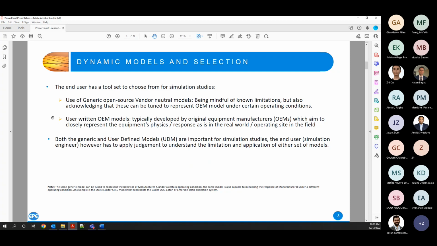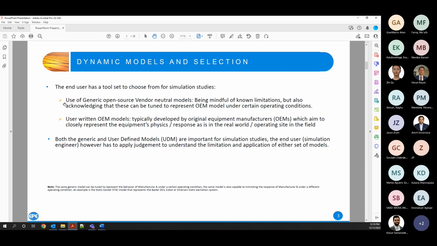Now, I'm in no way saying that one is better than the other. It's just that we have to use our engineering judgment to understand which models should be used. Both the generic models as well as the user-defined models are important, and the end user also has to understand the limitations and the application set of either set of models.